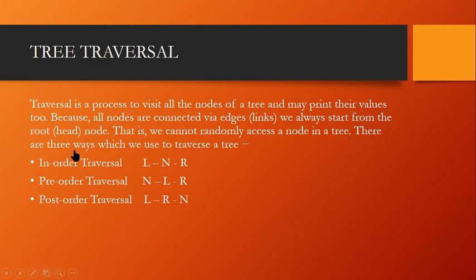Here we have three ways which we can use to traverse a tree. Here is a default path where you can travel. We call them in order, pre order and post order. The traversal of in order is I start from the leftmost node. Remember, it's not the left node, it's the leftmost node. And then I go to the root, where N is nothing but the root node and R is right. That means left, root and then right.